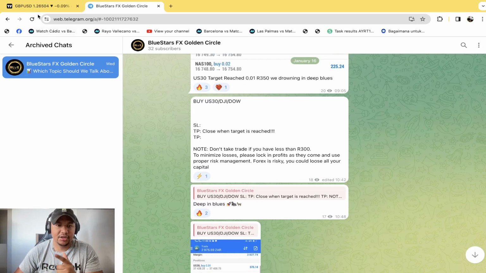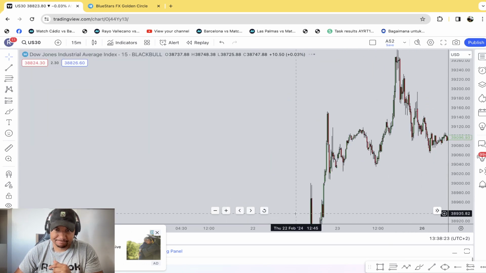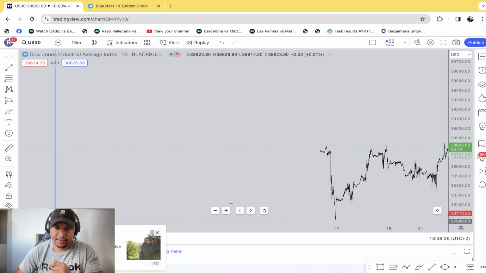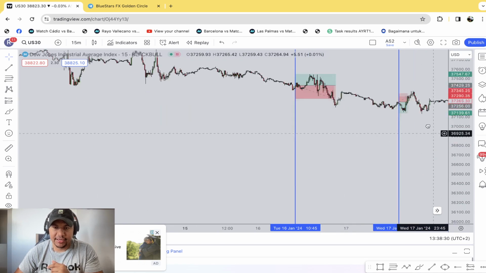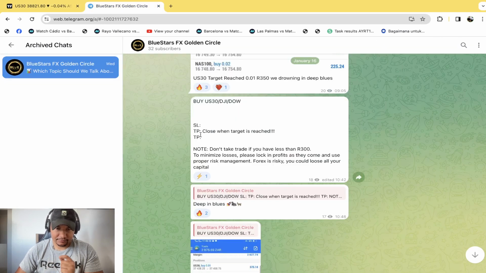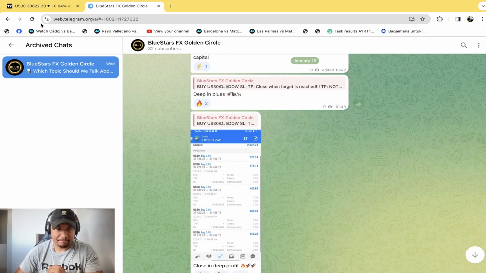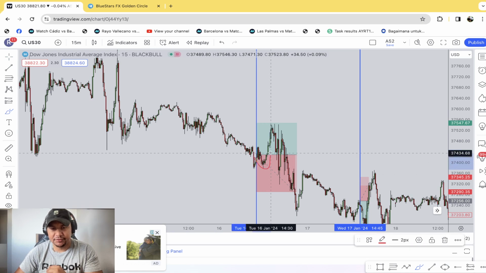The next trade we're going to look at is a buy on the Dow Jones, which is right there. Let's go. Here we go. Okay, so here we got a trade on the Dow Jones again. TP close when target is reached. What target? You talking about a personal target or people's own target, right? No stop loss once again. Deep in the blues. So this is probably what they consider to be deep in the blues, because then we had a move to the upside.